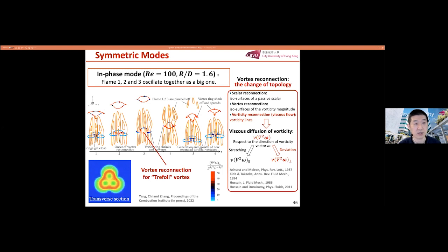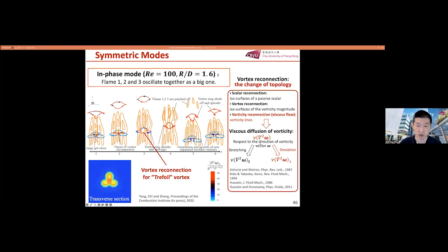So I will quickly go through them. So first is the in-phase mode. Then we recognize the in-phase mode is due to the so-called vorticity reconnection. Because we have three toroidal vortices, and then they will reconnect to each other to form this kind of trefoil vortex. So the flickering is due to the shedding of this trefoil vortex.